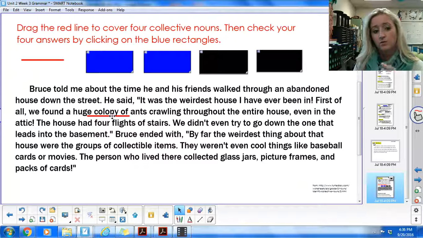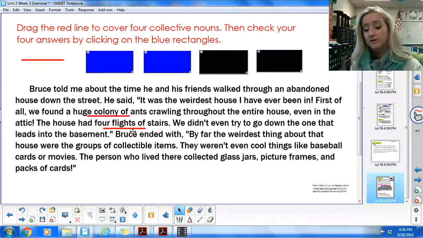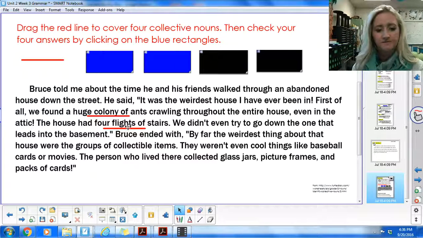So as you're looking, I'm hoping you found this word. Colony would be a word for a group of ants. We also have the word flights. Flights would be a group of stairs, like a bunch of flights of stairs. And it looks like down here we have packs. So we have multiple cards there. And there should be one more. What do you think it is?